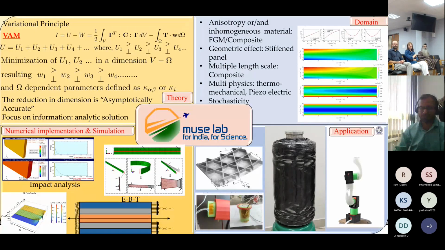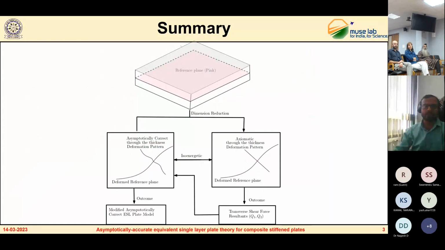Thank you for giving me this opportunity. So my work is basically on the development of a BAM-based equivalent single layer plate theory, and I have implemented this plate theory for the analysis of the stiffened structures. So here is the summary of the work that I have done.